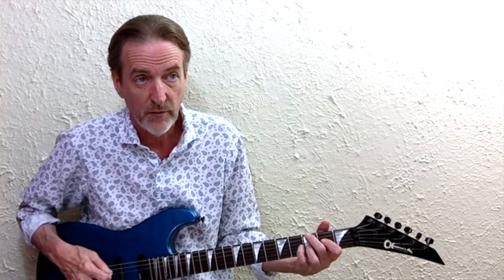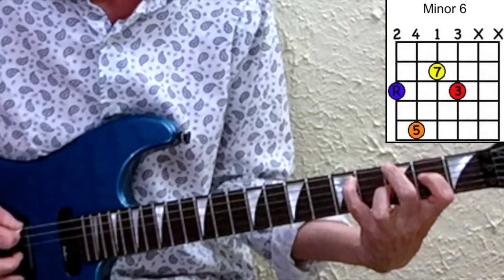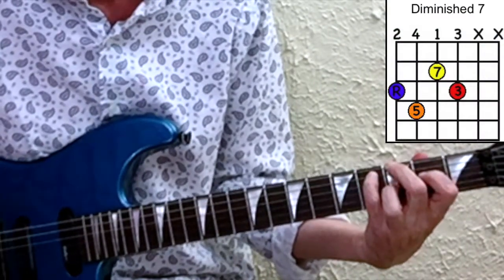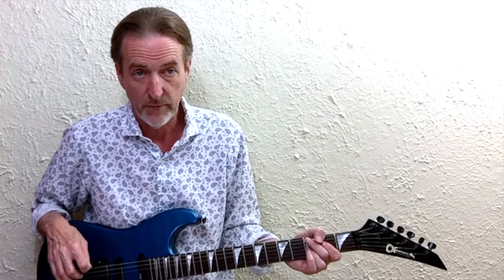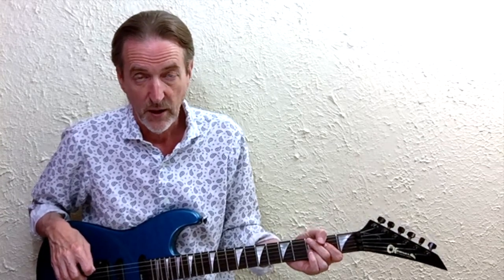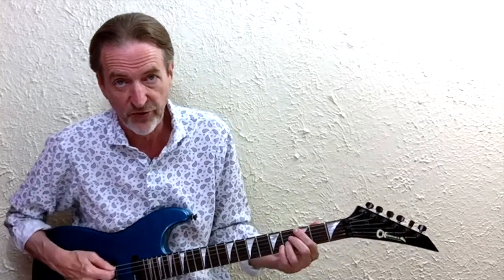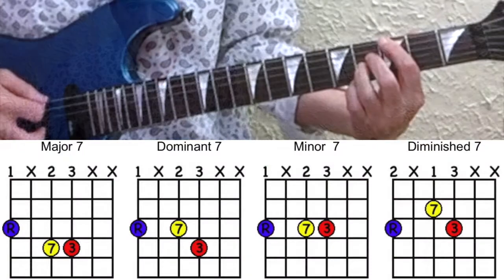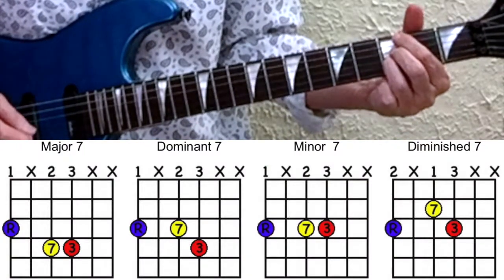So the minor 6 would have a natural 5, and the diminished 7 would have a flatted 5. So because we're omitting the 5th, the minor 6 and the diminished 7 are the same thing. We're going to call it a diminished 7 because we're in the context of 7th chords here. So those are your 4 shapes from a 6-string root: major, dominant, minor, and diminished.